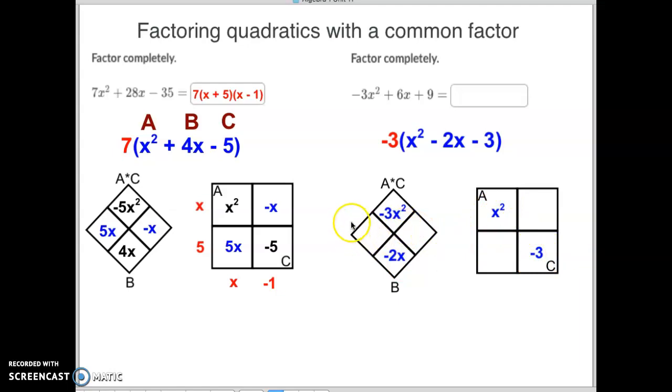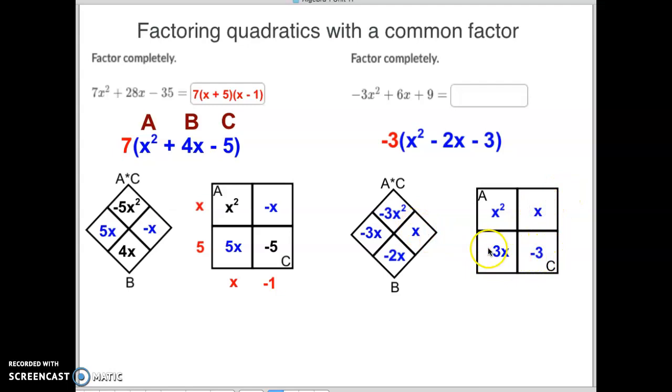What are two numbers that multiply to make a negative? Remember, one's got to be a positive, one's got to be a negative, but when they add up, they need to be a negative, so the bigger one has to be the negative. So you might come up with negative 3x and positive 1x for your two terms. We'll then take these two, we'll put these right over here.